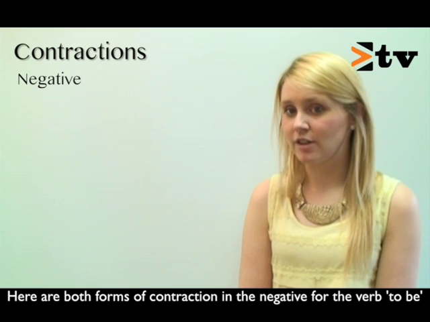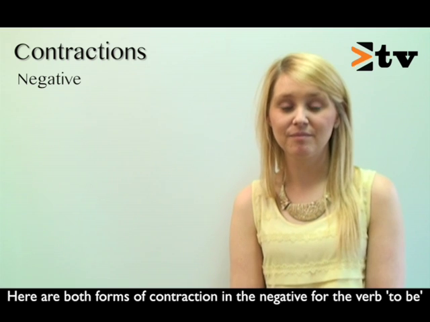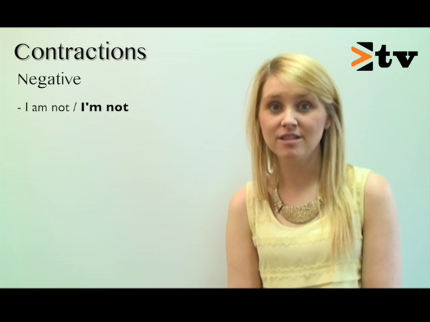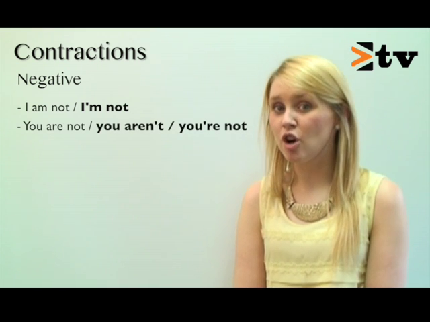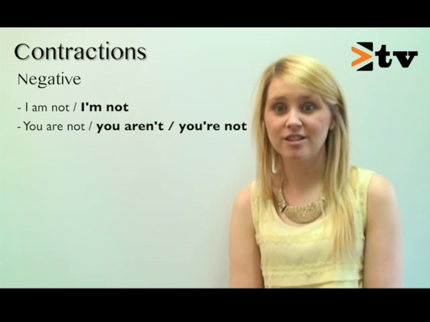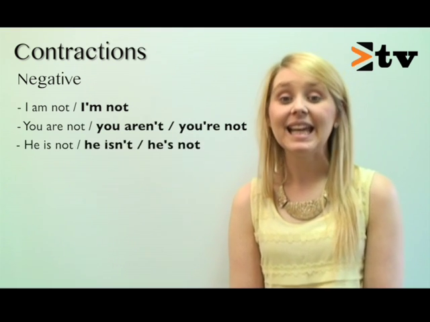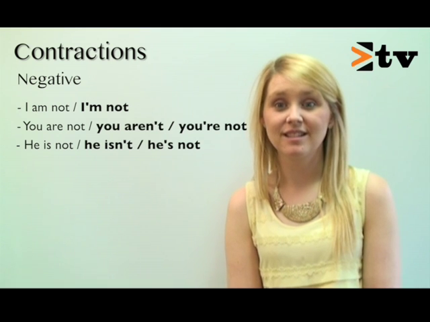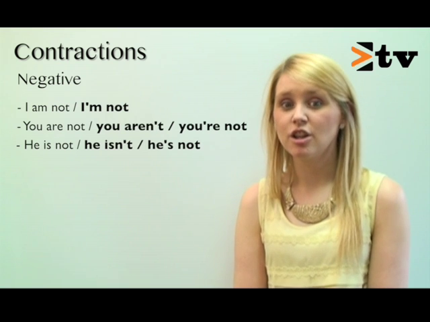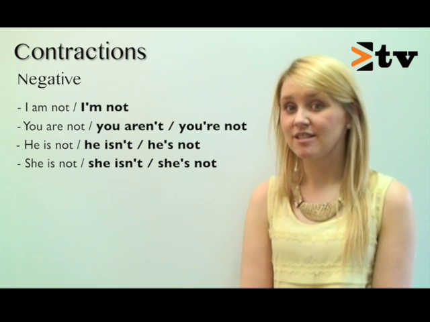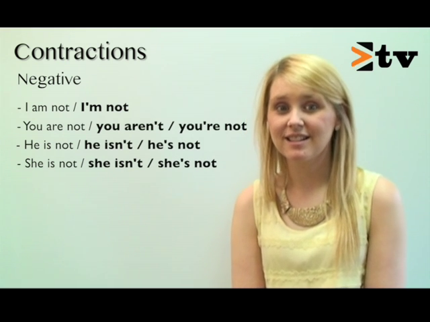Here are both forms of contraction in the negative for the verb to be. I am not. I'm not. You are not. You're not. Or you aren't. He is not. He isn't. Or he's not. She is not. She isn't. Or she's not.